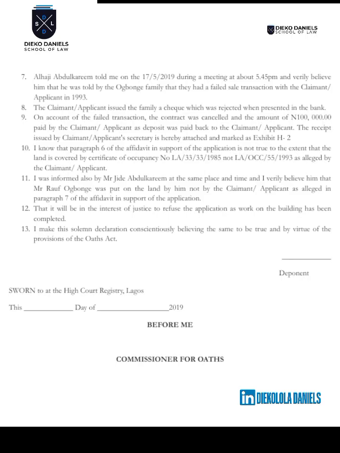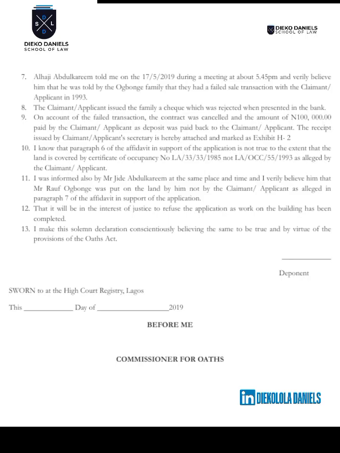That is towards the end of your affidavit, that it will be in the interest of justice to refuse the application as work on the building has been completed. Now, when you are writing your counter affidavit, you should always state that it will be in the interest of justice to refuse the application, or it will be against the interest of justice to grant the application. Let the court know. That should be one of the most standard paragraphs of your counter affidavit.